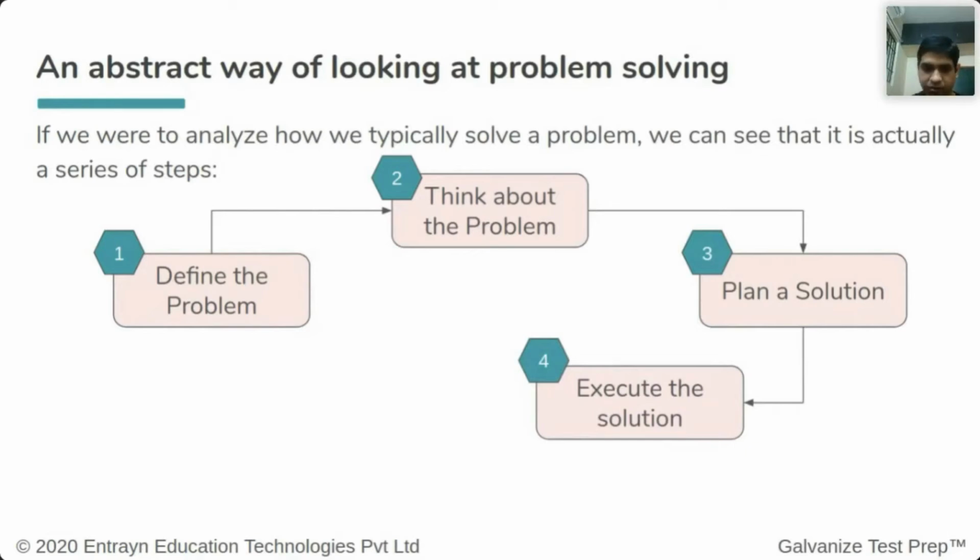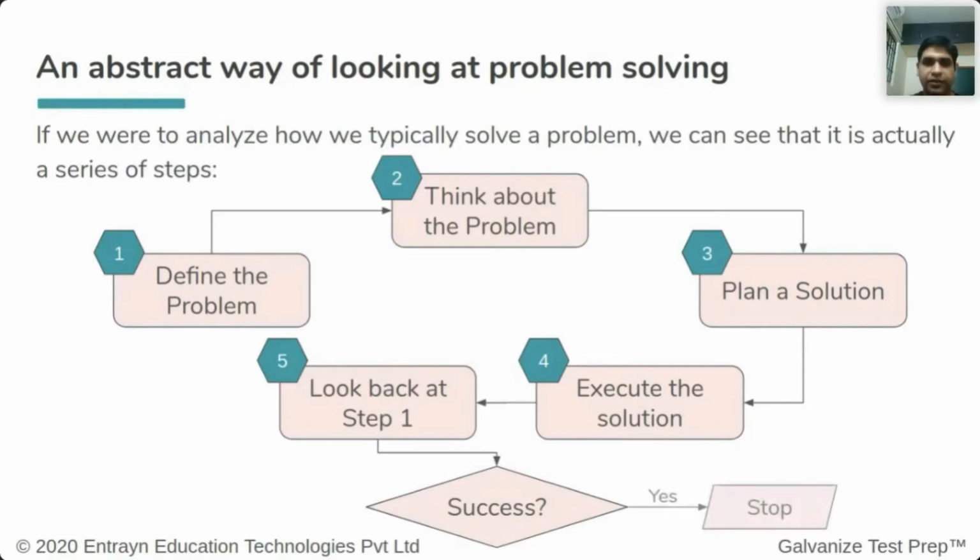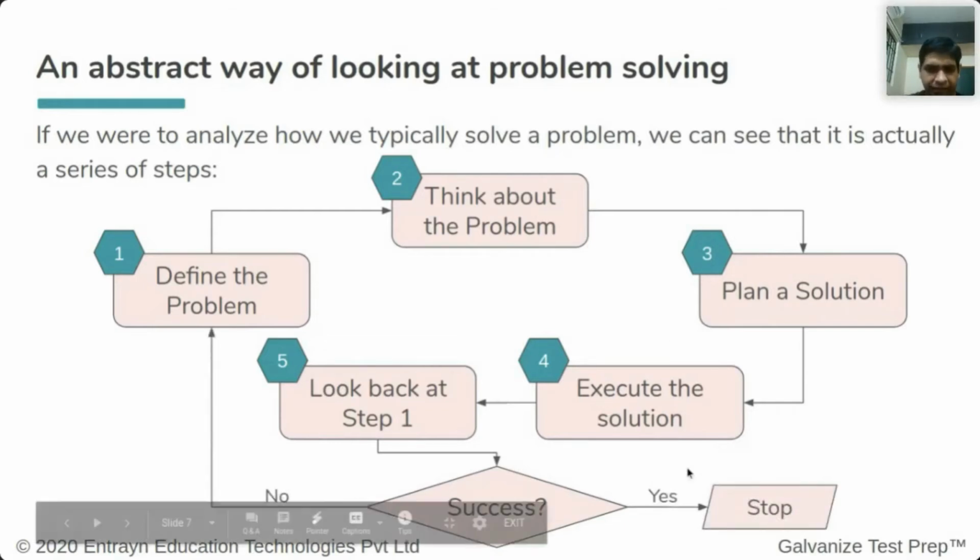So you come up with a plan, you try to execute it, and you look back at step 1 to check whether what you have come up with, whatever you've got as an answer, really answers the problem. Does it solve the problem effectively? If yes, you're done. But if not, you might have to go back into this loop again.